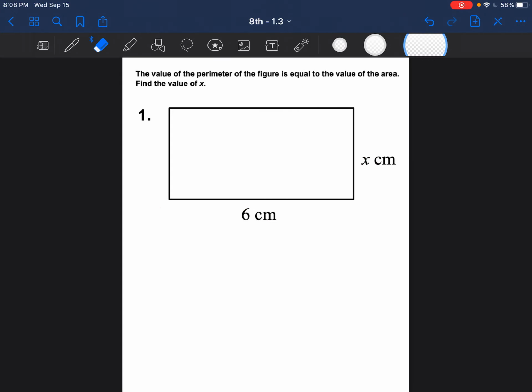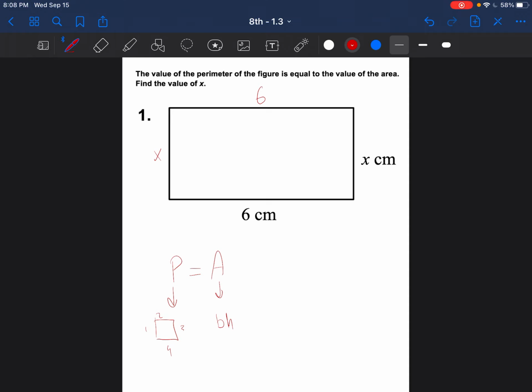Alright, we didn't even finish the problem. Let's finish the problem. So we know that's 6, we know that's x. It says the value of the perimeter is equal, so we know that the perimeter is equal to what? The value of the area. Well, we have some formulas. Perimeter means to add up all of the sides, right? 1, 2, 3, 4. Add up all the sides. And area for a rectangle we know is base times height. So let's plug in this information and see if we can figure this out.